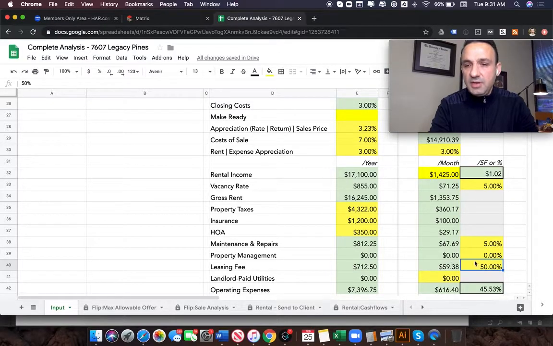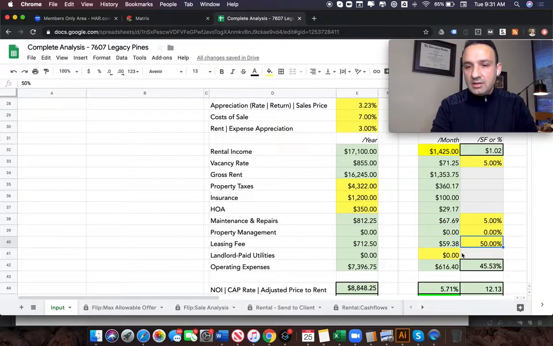Finally, the leasing fee is 1 month's rent, but the average tenant that we place tends to stay 2 to 3 years. So we're estimating leasing fees at about 50% per year, and the tenants pay all utilities. So the landlords don't pay any of the utilities here.